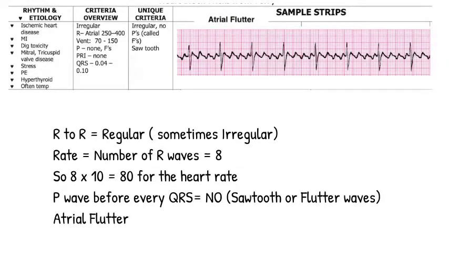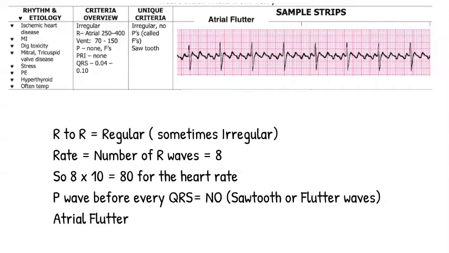Is there a P wave before every QRS? No, there's not. What you see between each complex there is a sawtooth pattern or a flutter wave. That is not a P wave. So that is one of the telltale or hallmark signs of atrial flutter, is that sawtooth or flutter wave pattern.